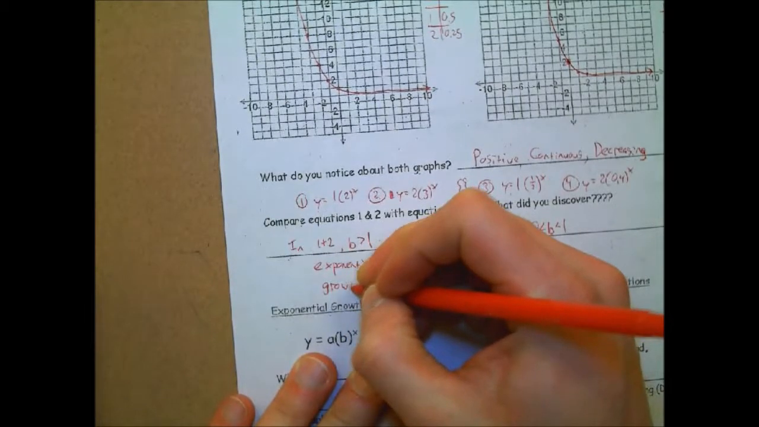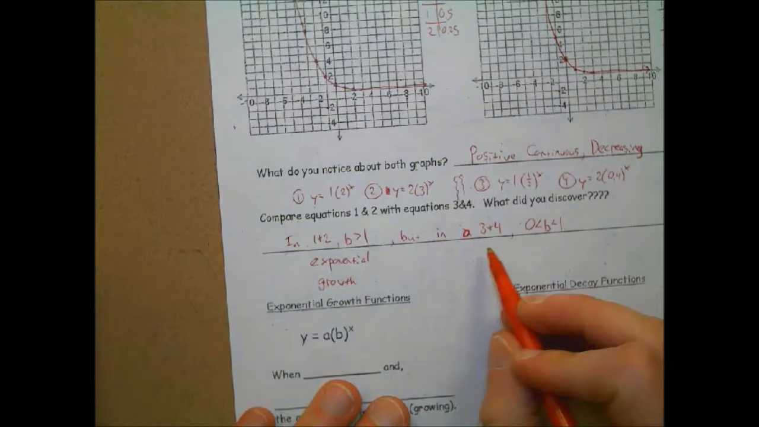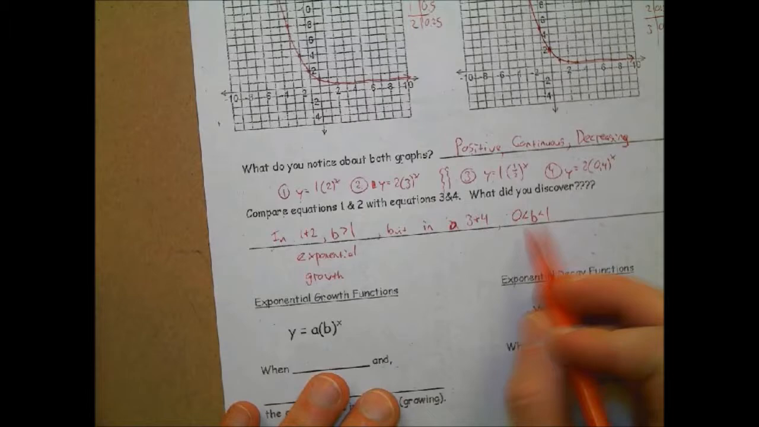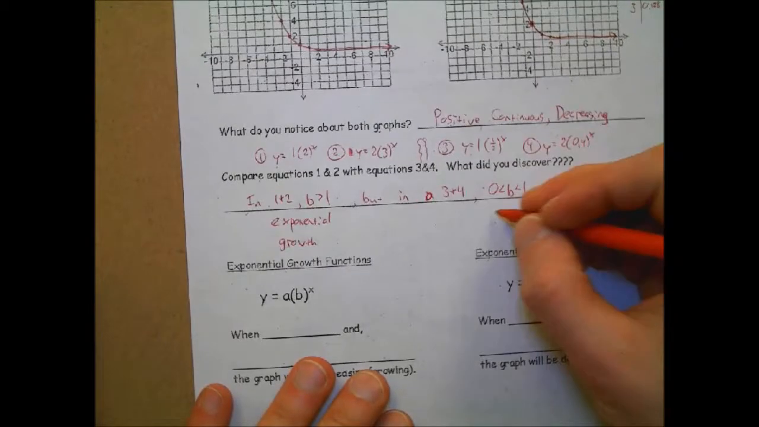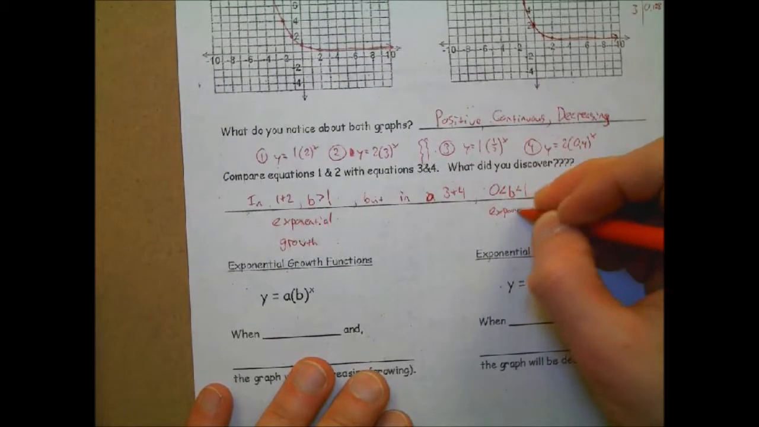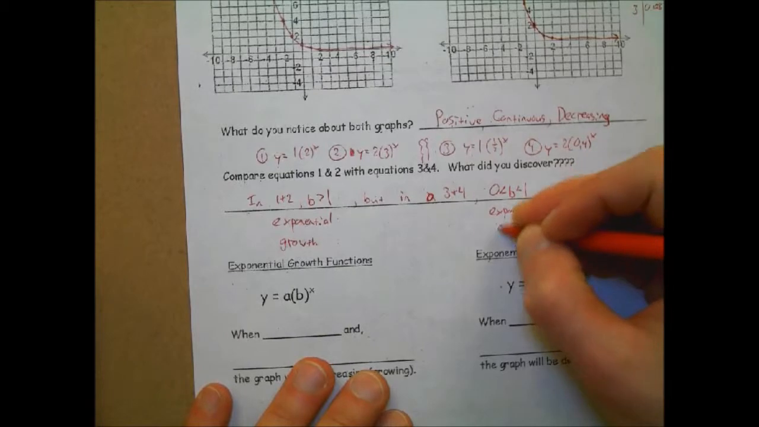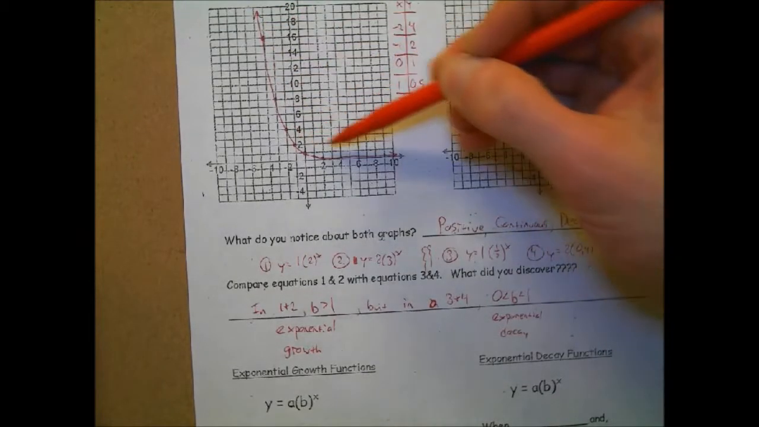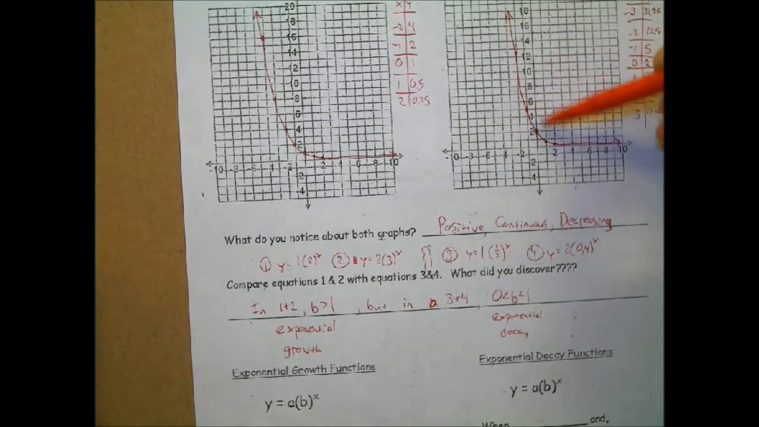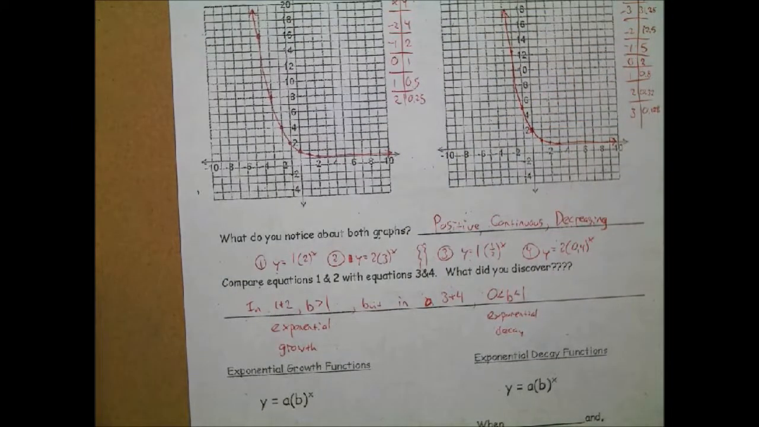Okay? 3 and 4, where our b value is between 0 and 1, we would expect exponential what? Decay. Because our values are getting smaller, decaying, right? Smaller and smaller values there.